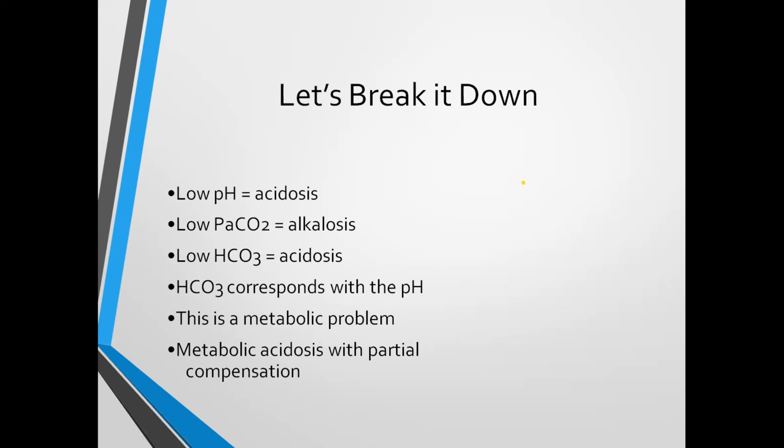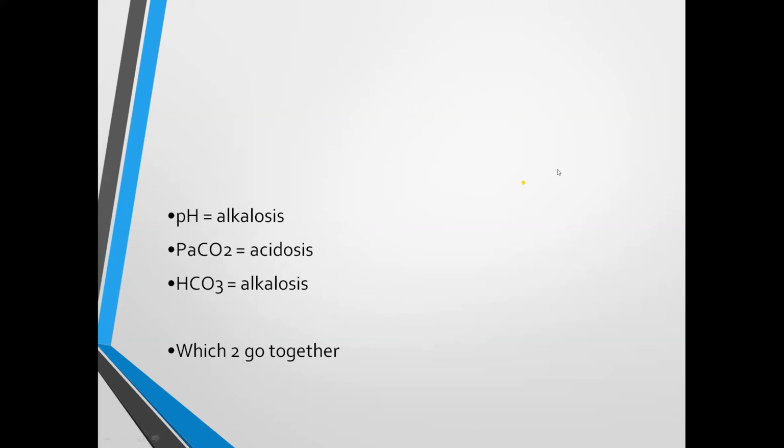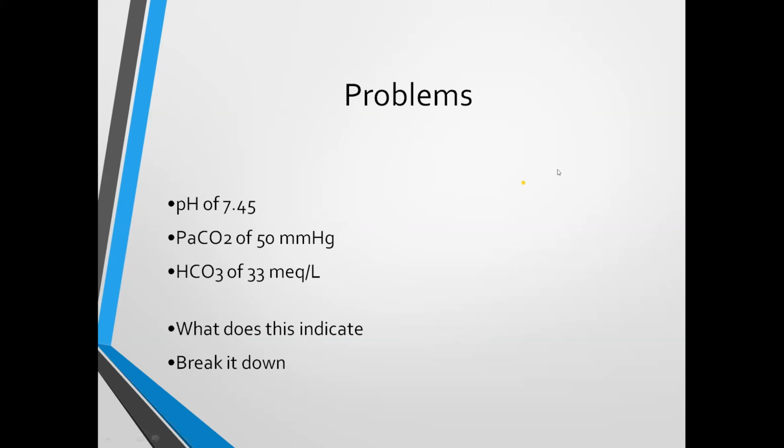Look into the pH. pH is in the acidotic range, PCO2 is in the alkalotic range, and bicarb is in the acidotic range. This corresponds with the pH, and this is a metabolic problem. Metabolic acidosis with partial compensation. Next. Next. I think we are short of time. So, next.